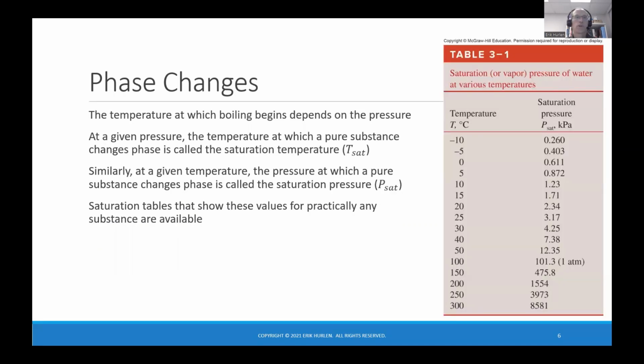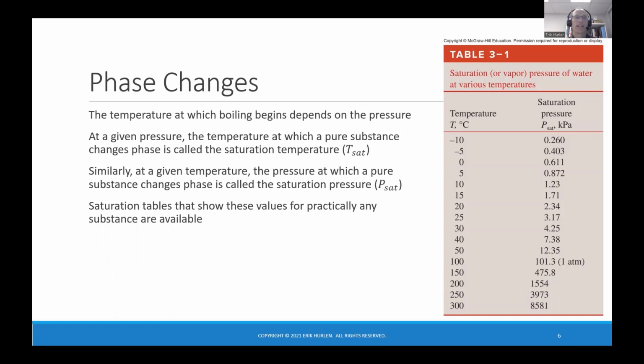The temperature at which boiling occurs is highly dependent upon the pressure. This temperature is called the saturation temperature. Remember that this temperature is when the substance will exist in both the liquid and vapor phases. This value will change for different pressures.